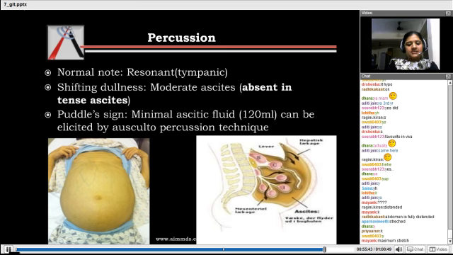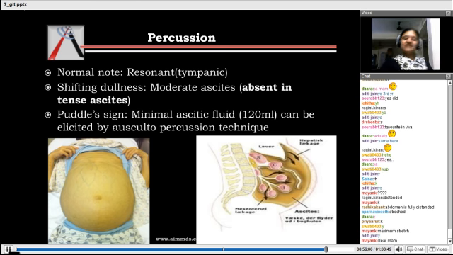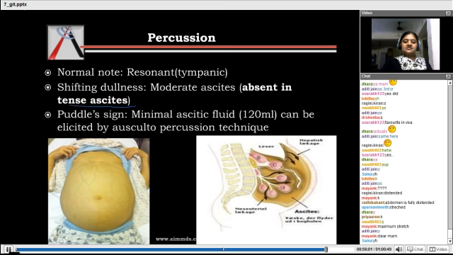Now in that case, you do a percussion. Where will the fluid move? There is no place at all for that fluid to shift. It's in that maximum stretched condition. So that's why you will not have a shifting dullness in a tense ascites.